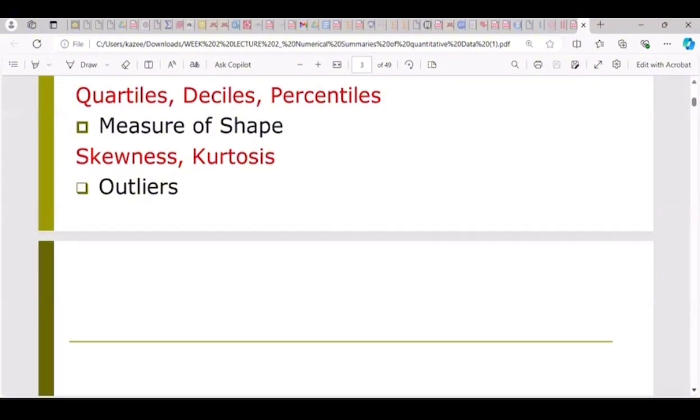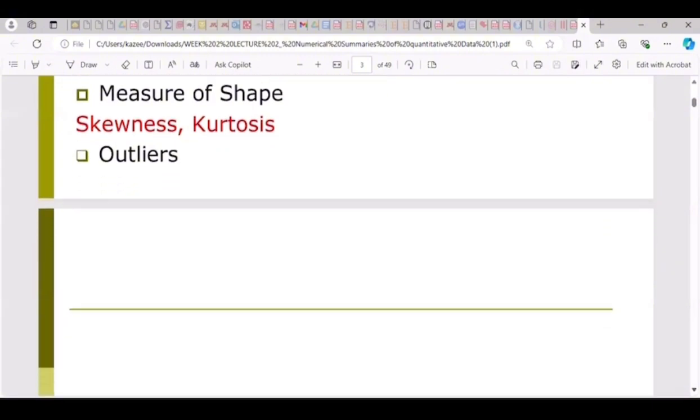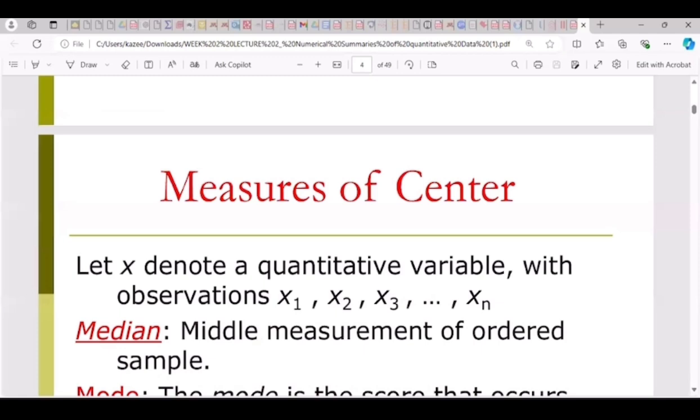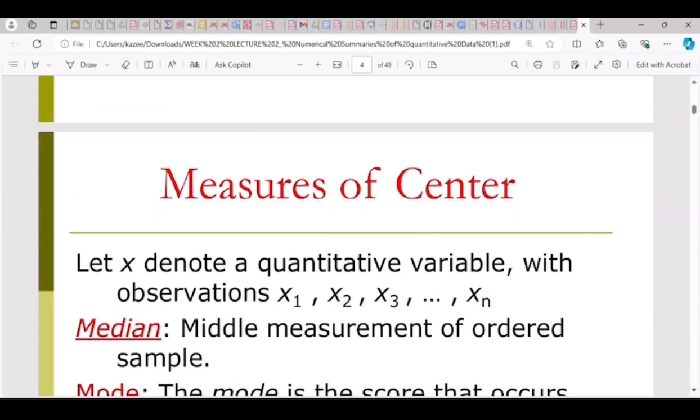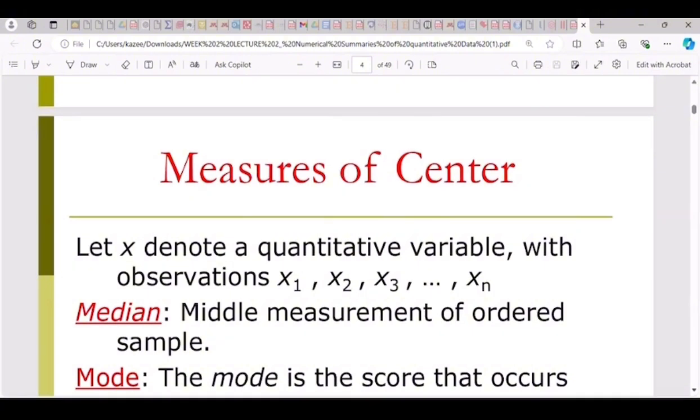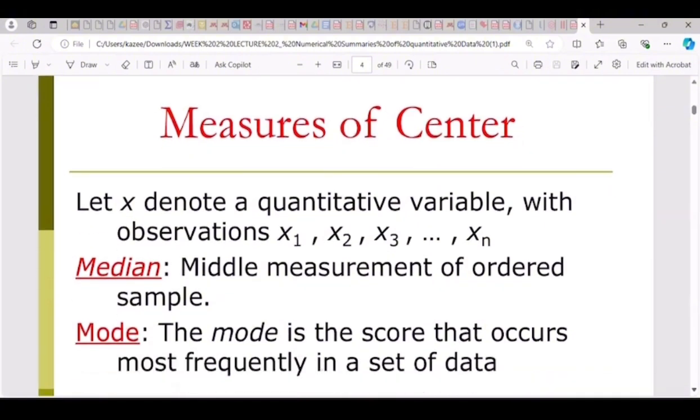Now I want to go into the measures of center. I've just given you the intention now, and I want to go back to the measures of center. Now, the first one is actually the mean. And let me tell you this. My data set looks like this.